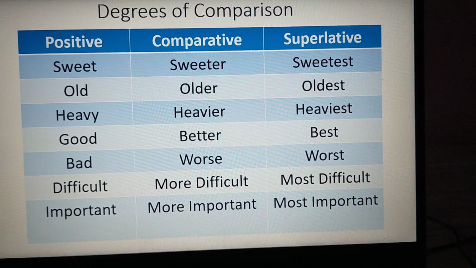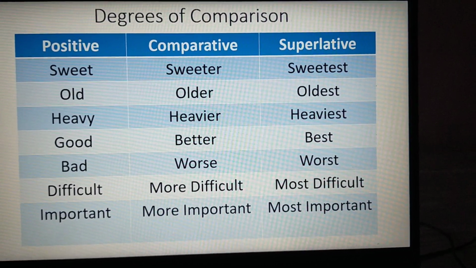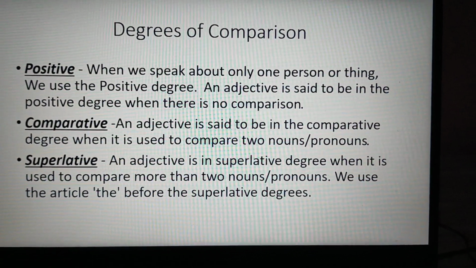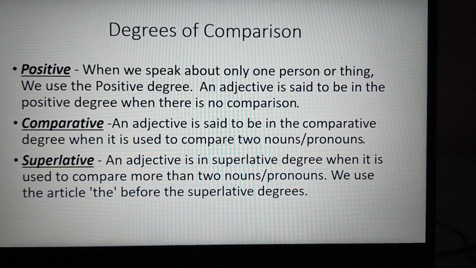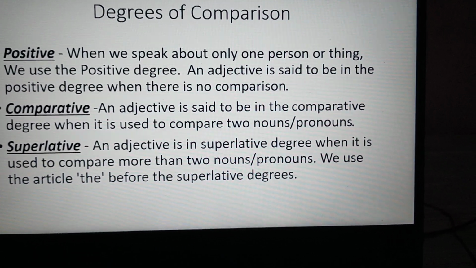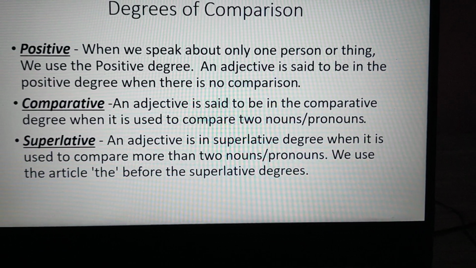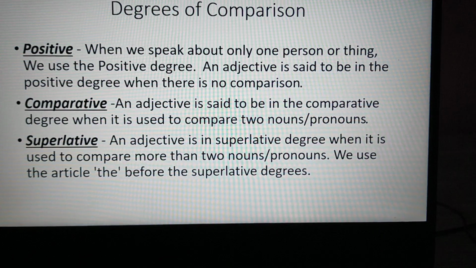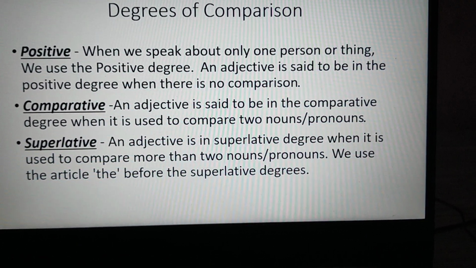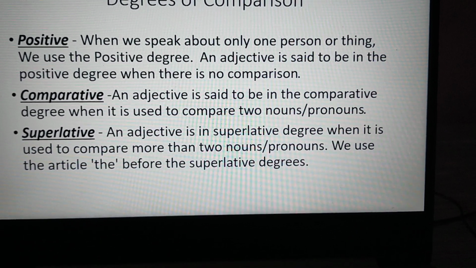Now, coming to the part where we actually need the type of questions that we get in the exam: changing the degree without changing the meaning of the sentence. Now, let's understand, when do we use the positive degree? The positive degree is used only when we talk about one noun. That is, when we speak about only one person or thing, we use the positive degree. An adjective is said to be in the positive degree when there is no comparison. So, when we just talk about one noun, we are not comparing it, it is used in the positive form.